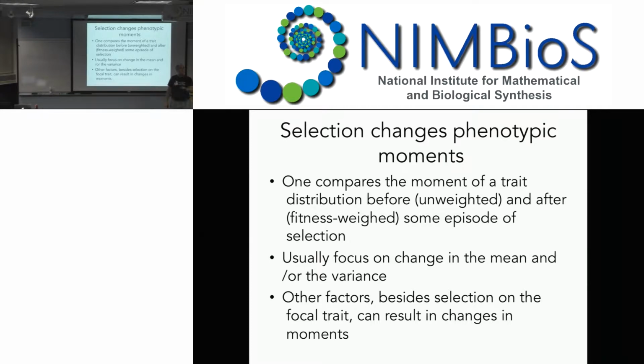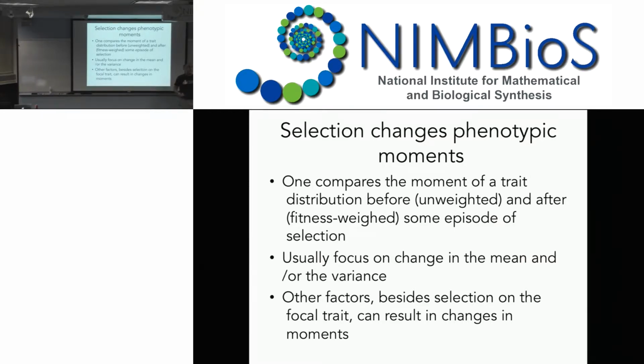So I can get a distribution of trait values beforehand, and then compare that to a fitness-weighted distribution. And for example, look at change in the mean or change in the variance. Most of the focus is on change in the means because people are interested in, will that character mean change over time? Relatively more recently, people have been concerned too about change in the variance.